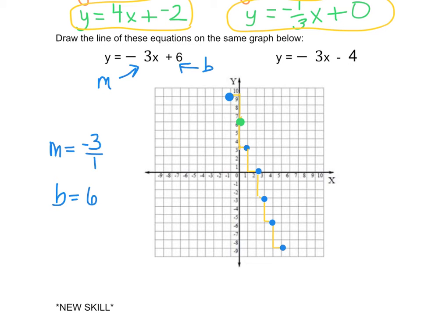Okay, now we're going to connect the dots to make our line. Neatly, use a straight edge if you need to. Okay, there's y equals -3x plus 6. Let's look at our next equation.